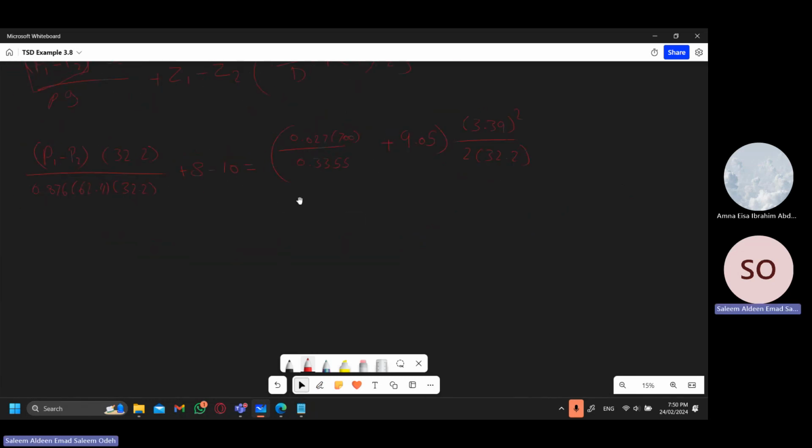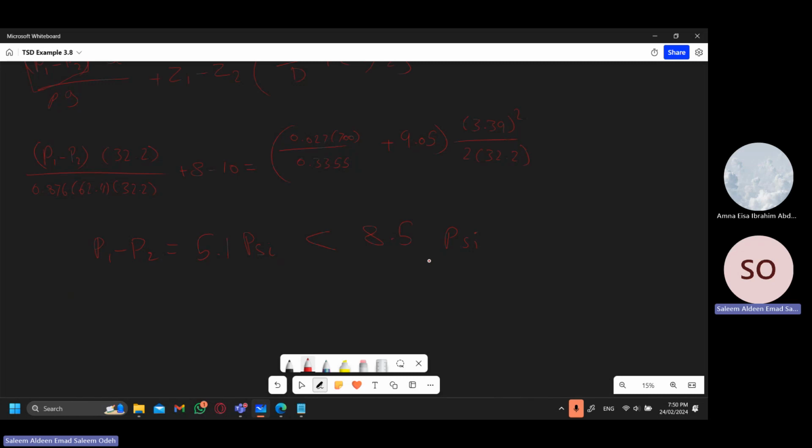So when calculating everything and using their calculators, you get a pressure difference of 5.1 psi, which is less than 8.5, as the question wanted us to do. It wanted us to find the pressure difference lower than 8.5.